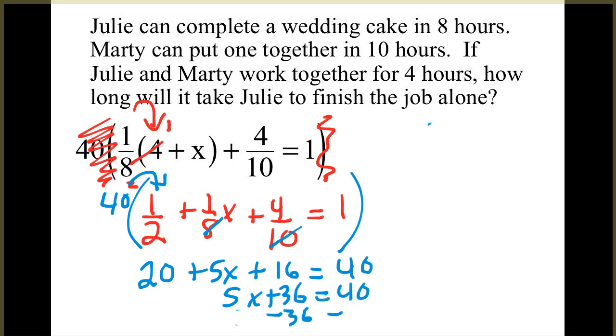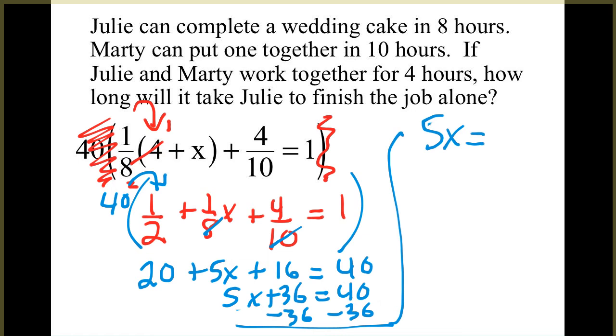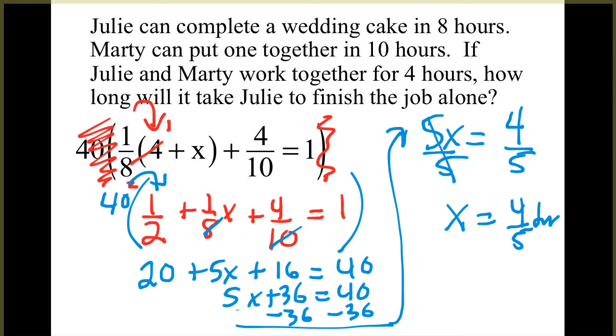Subtract 36, and we're left with 5x equals 4. Divide by 5, and x is equal to 4/5 of an hour for Julie to keep doing that. Or, the other thing is if you also want to convert the minutes, figure 4/5 of 60 minutes. You can multiply that out, or 8/10 of 60.